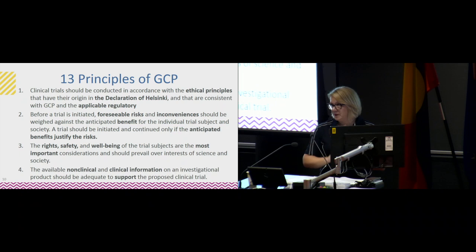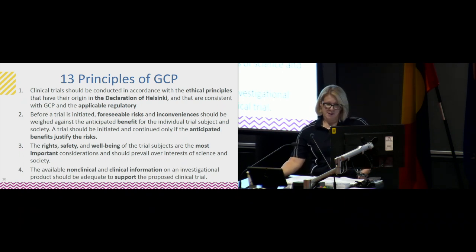Going back to what I talked about on risk earlier, we must try to establish any foreseeable risks or inconvenience, and weigh the benefit of undertaking that research against the benefit to society. A trial should be initiated and continued only if those anticipated benefits justify the risks. You'll see those reflected in the Code and the National Statement as well. We must consider the rights, safety and well-being of any subject or participant in the study, and that is the most important thing before you proceed.